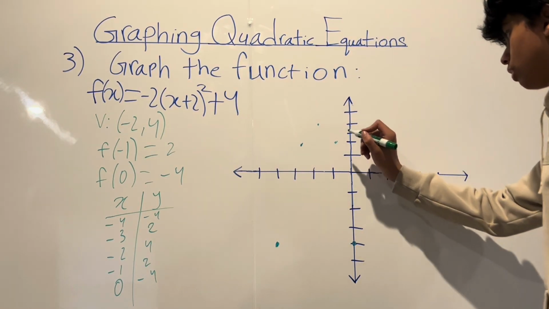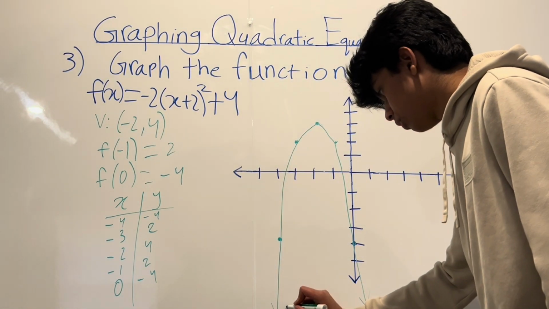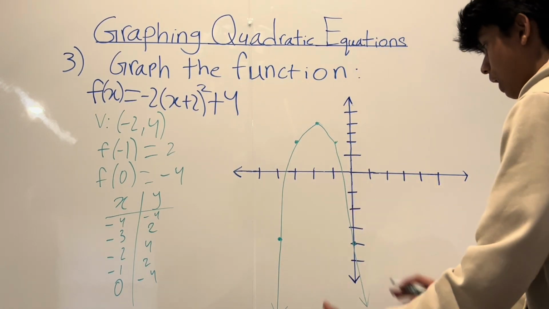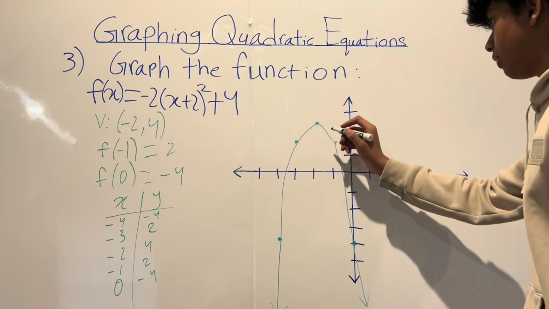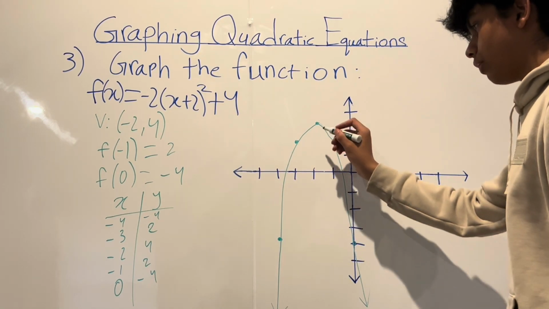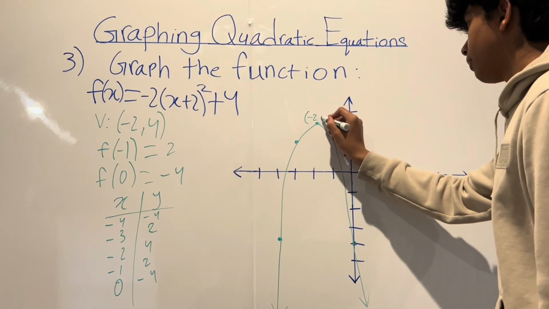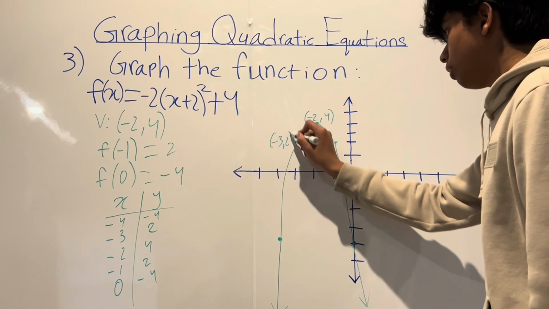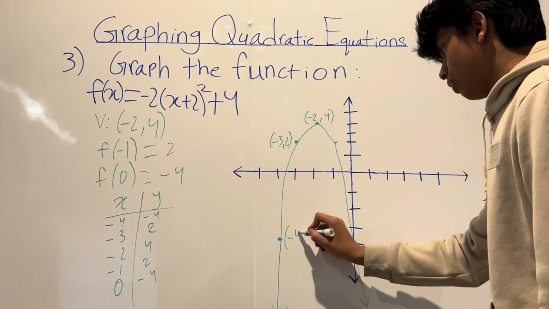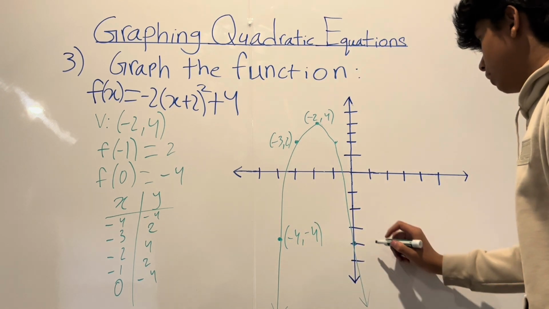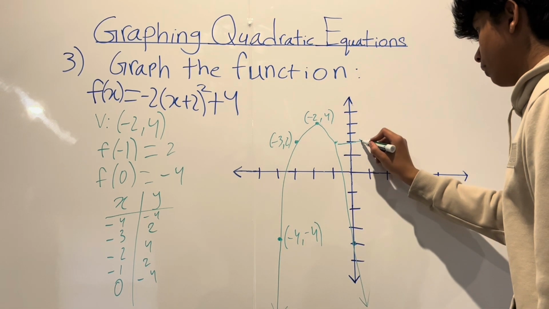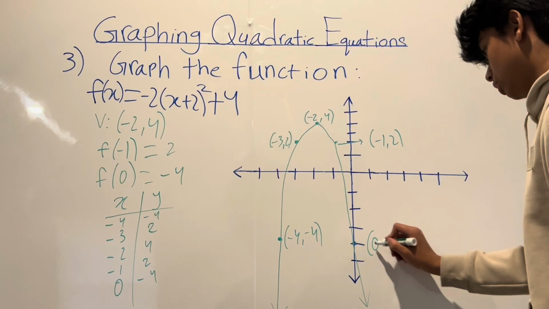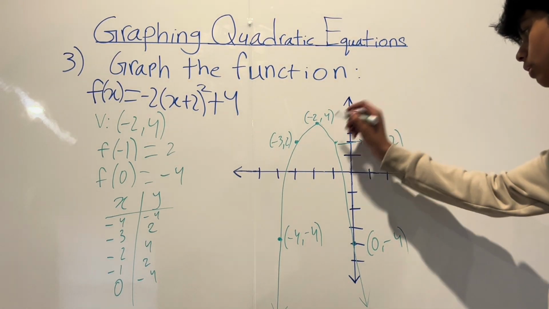Okay, now let's just draw the general shape of it. Okay, so this is the general shape of it. It would be a little more extended out, but it's okay. This is just the general shape of it. So now let's label the points. So our vertex is -2, 4. And then we have -3, 2, -4, -4. And this will be over here, -1, 2. And here is 0, -4. And this is our final graph of the function.